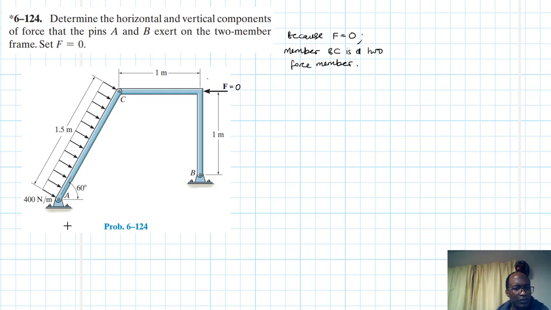So we are going to have the reaction at A like so, and then another component there, and another one like so. But we know this is a two-force member, so the force will be acting directly in that direction. Let me draw that line. I only expect one force there because this is a two-force member.